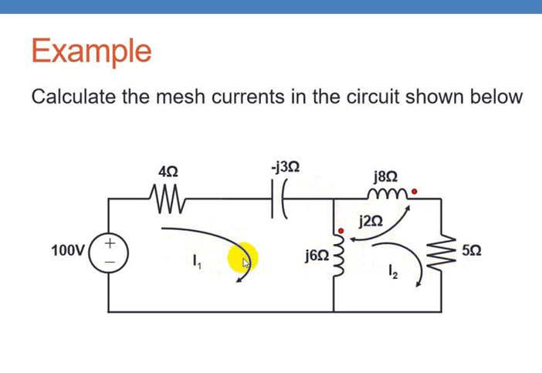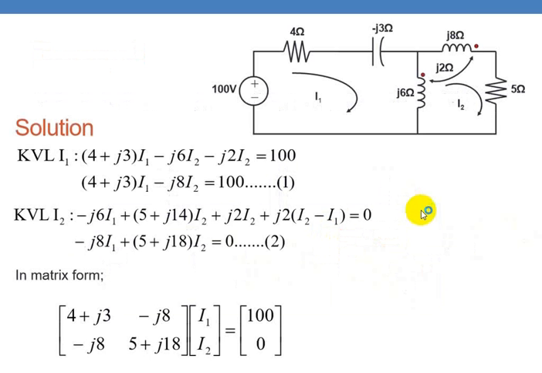So the current directions are marked here. If current directions are not given, you have to assign the current directions. You can assume the current directions as clockwise. These two coils are coupled coils, so the dots are placed here. Now let us see how to write the equation, okay, with I1.